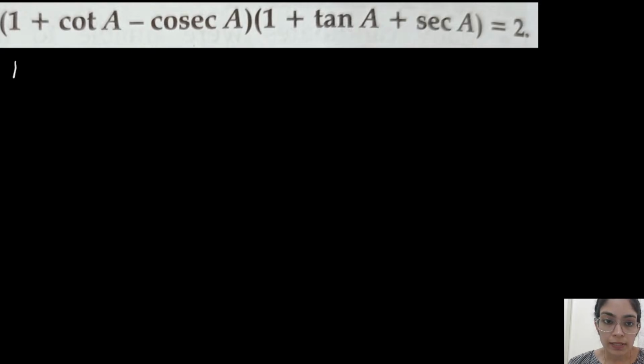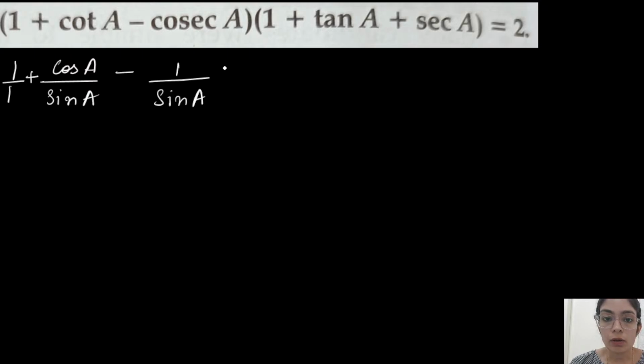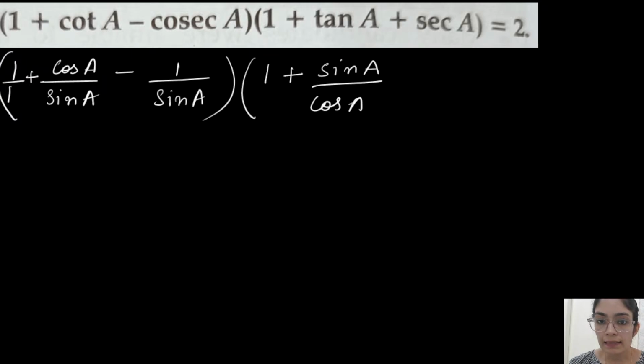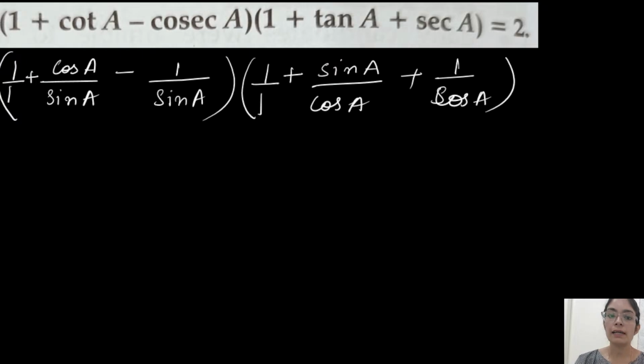In the first bracket, if I change, this will be 1 by 1. So change to sine and cos. Cot is cos A by sine A, minus 1 by sine A. You are already aware of these relations, so directly I am writing: cot is cos A by sine A, cosecant is 1 by sine A, tan is sine A by cos A, and secant is 1 by cos A. So I have used reciprocal relations here.